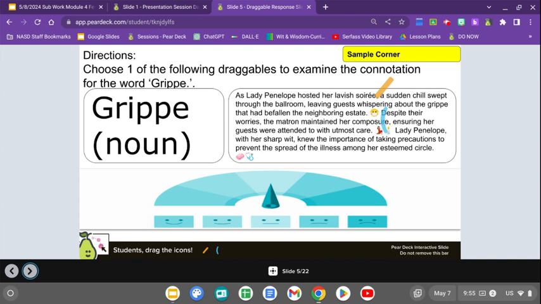Despite their worries, the matron maintained her composure, ensuring her guests were attended to with utmost care. Lady Penelope, with her sharp wit, knew the importance of taking precautions to prevent the spread of illness among her esteemed circle. Well, I'm going to mark the word grip then, because it looks like they're trying to avoid it. I'm going to mark it as negative, and I'm going to use this orange thing to do it. I'm going to put it right here, because that seems as negative as it can get.